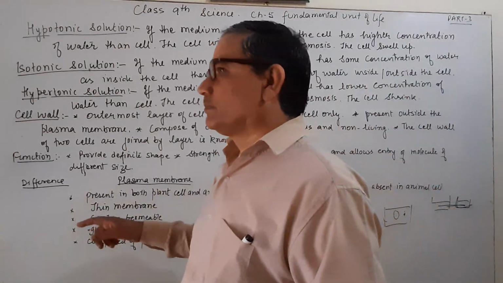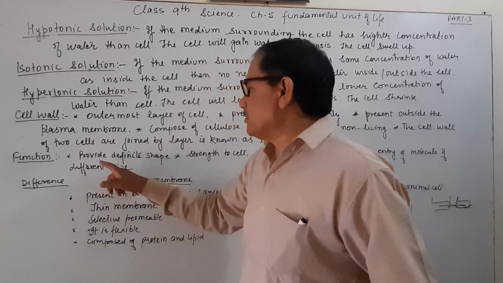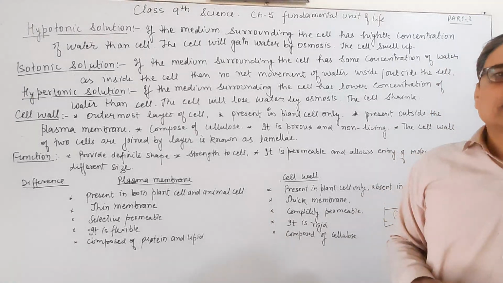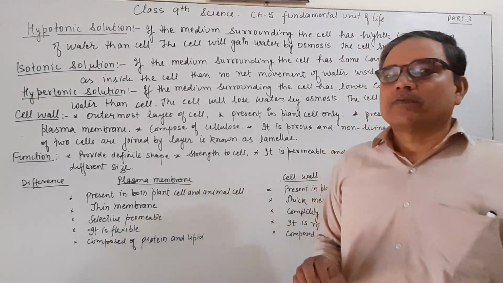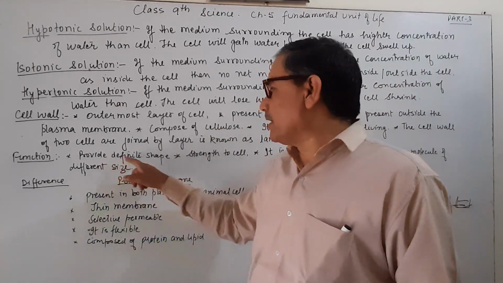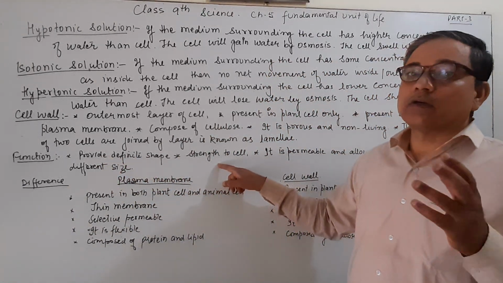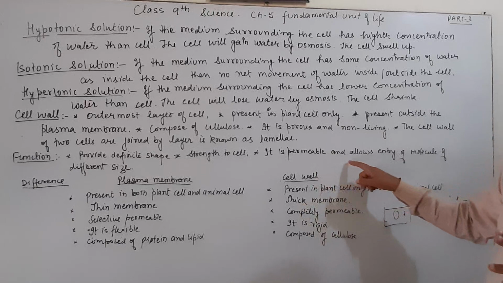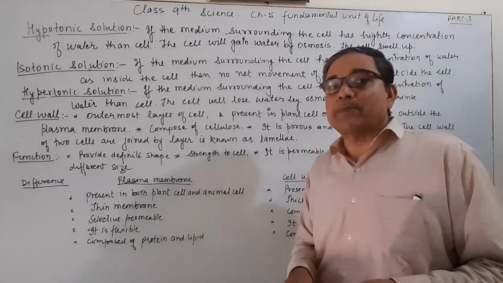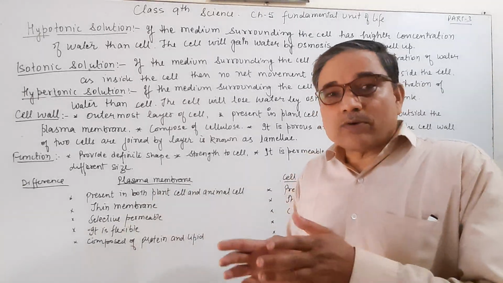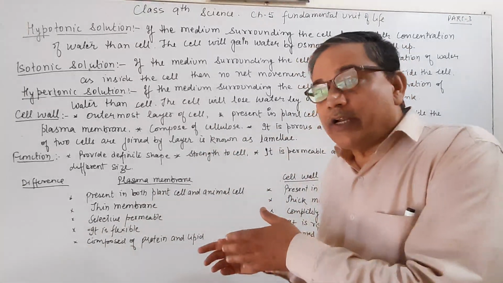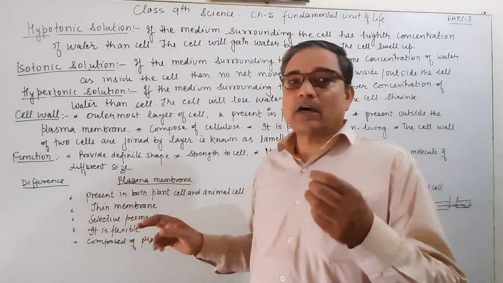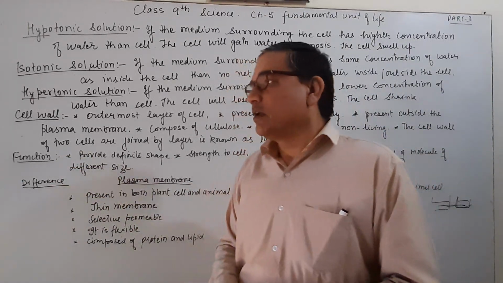And the function of cell wall. First function is to provide the definite shape to the cell. Cell membrane cannot give the definite shape, which is flexible, but the cell wall gives the definite shape due to its non-living, hard nature. It gives strength to the cell, and it is permeable. Plasma membrane is semi-permeable, means it allows some selective substances, but the cell wall is permeable, means it allows substances of any size inside the cell. This is the function of cell wall.